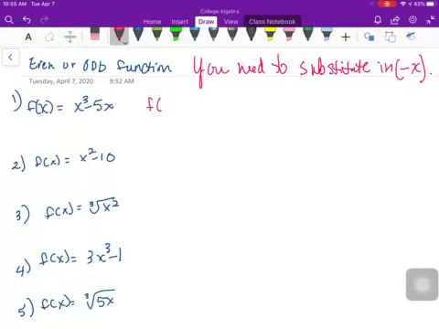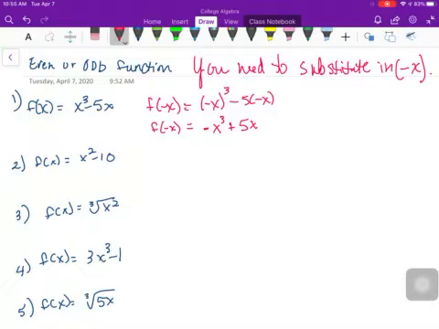So if I put a negative x into this first function, it would be a negative x quantity cubed minus 5 times a negative x. A negative x cubed, 3 negatives make a negative x cubed. Negative 5 times negative x is positive 5x. So this is my function by substituting in a negative x.